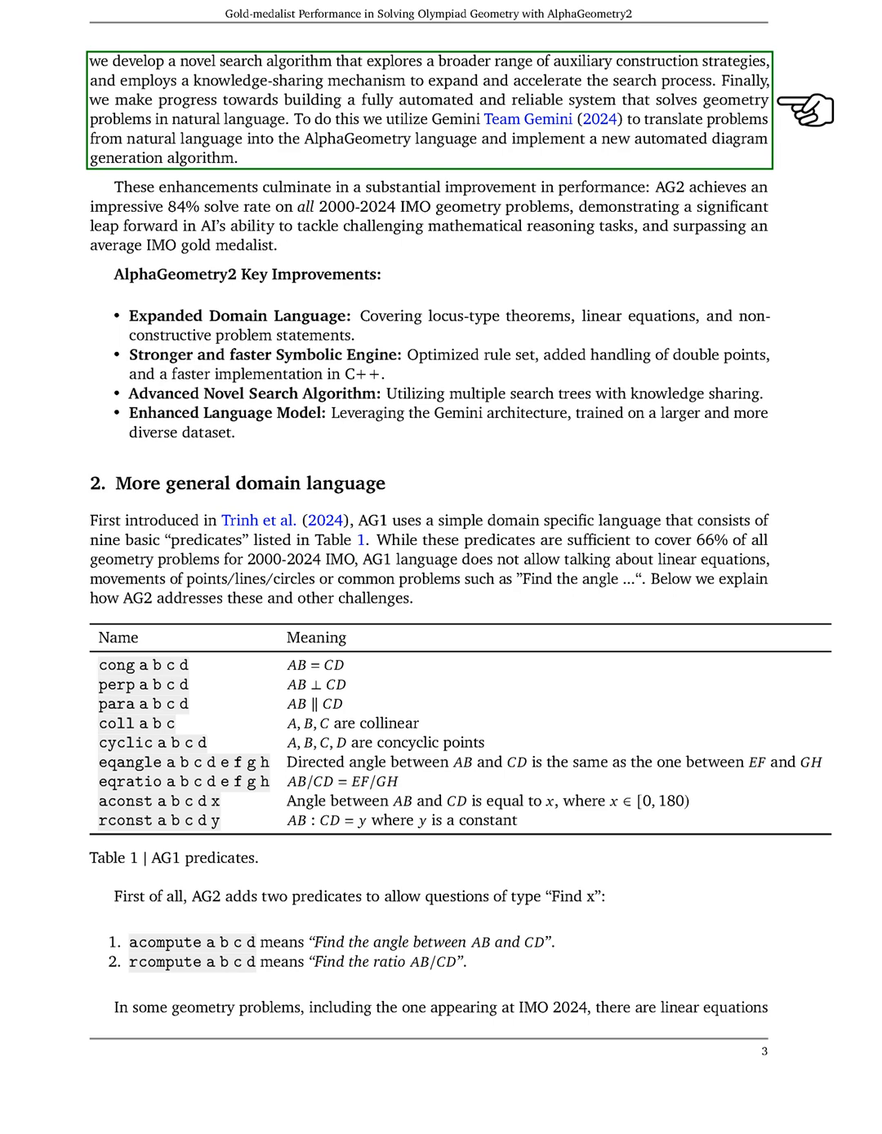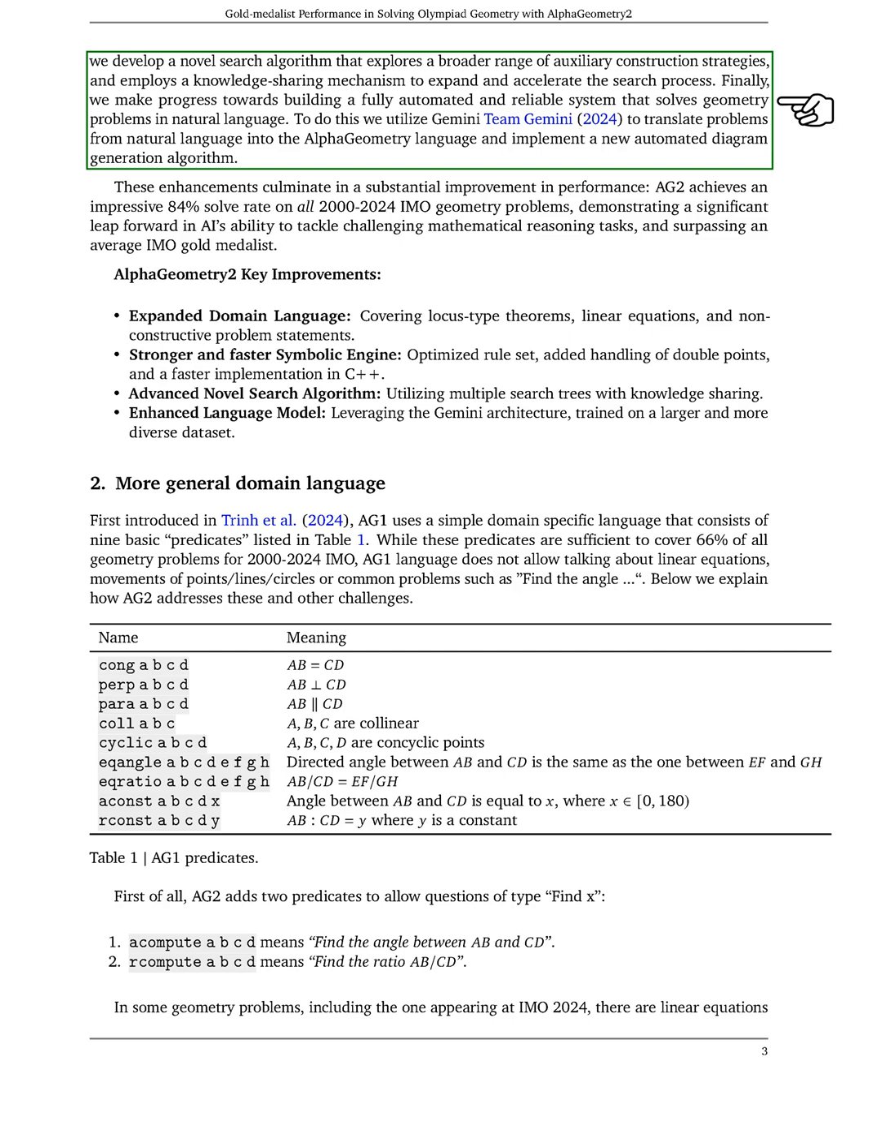Initially, AG1 utilized a simple domain-specific language with 9 basic predicates, which covered 66% of geometry problems from 2000 to 2024. However, AG1 could not address linear equations or common problem types like find the angle. AG2 resolves these issues by adding 2 new predicates for questions like find x, one for finding angles and another for finding ratios. AG2 also introduces 3 additional predicates to express linear equations involving geometric quantities.